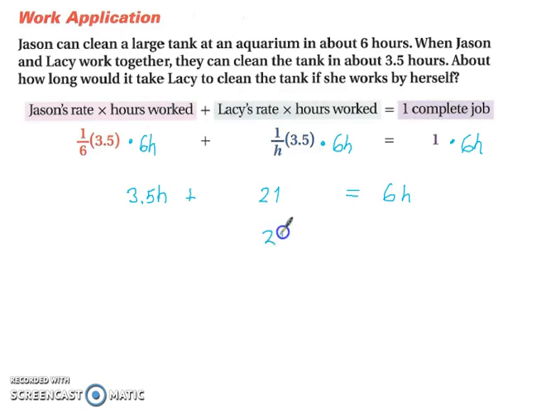So therefore 21 equals 2.5h, because we're subtracting 3.5h from both sides. And now we divide by 2.5, leaving us with 8.4 hours. So it will take Lacey about 8.4 hours, or 8 hours and about 24 minutes.